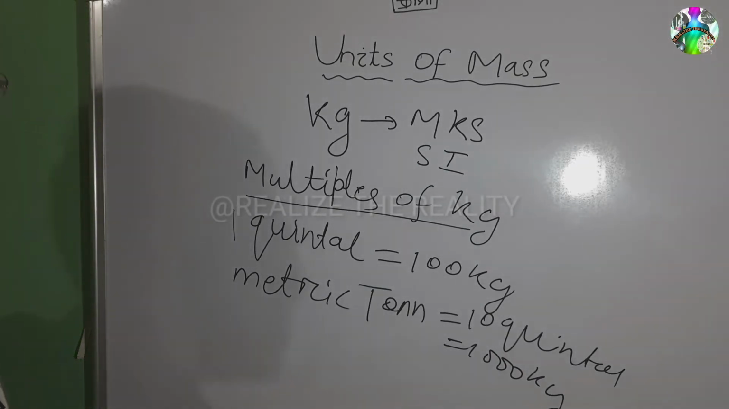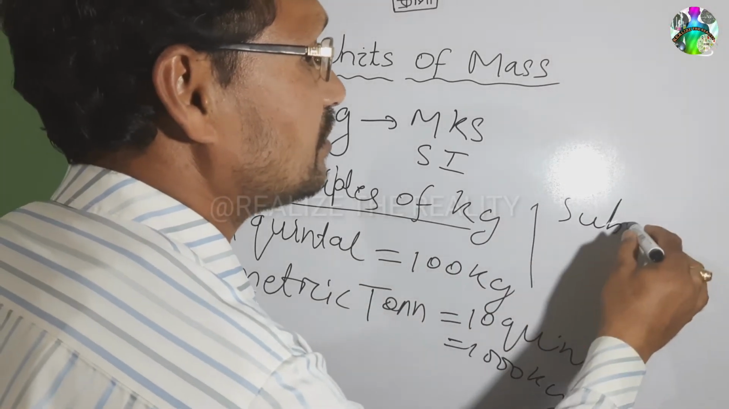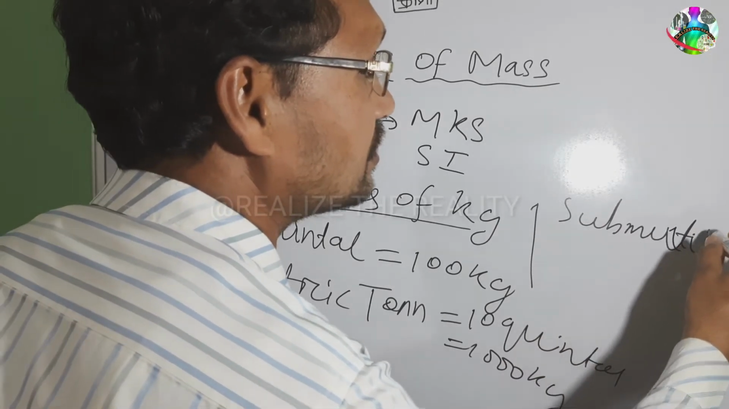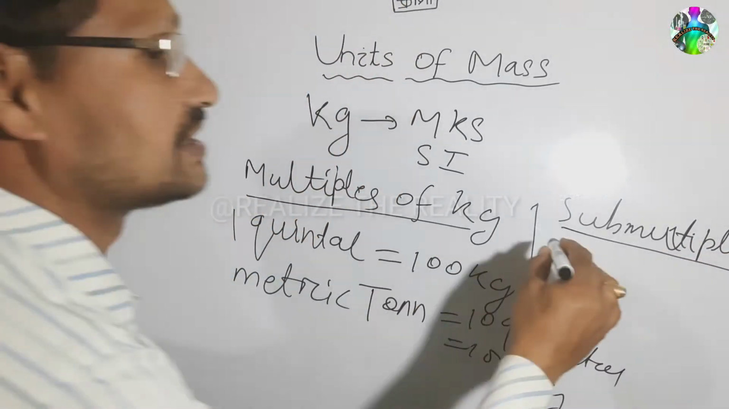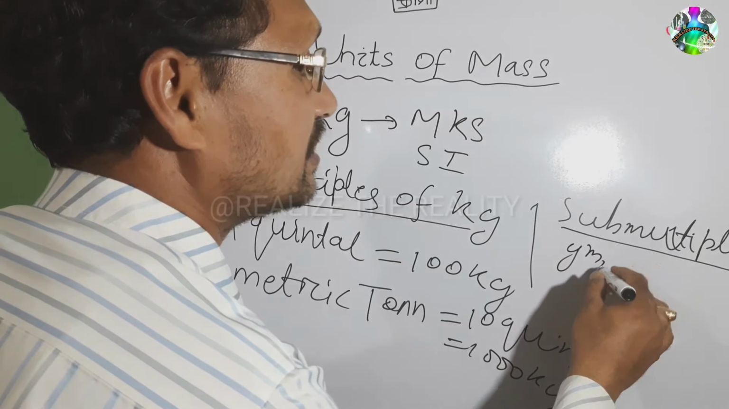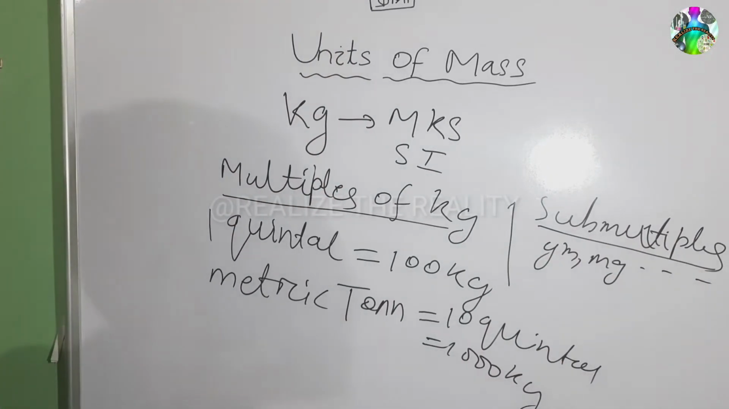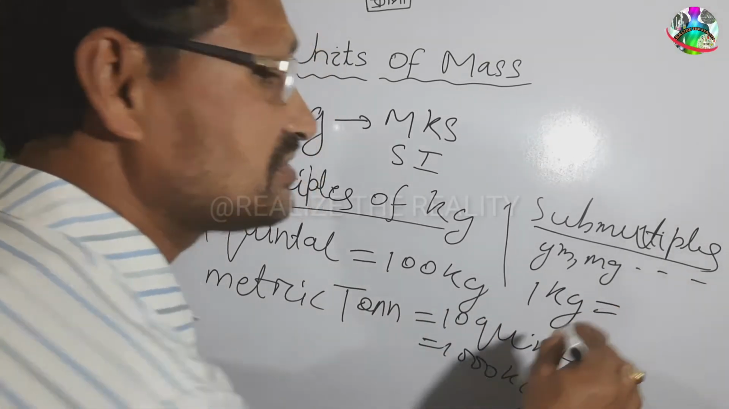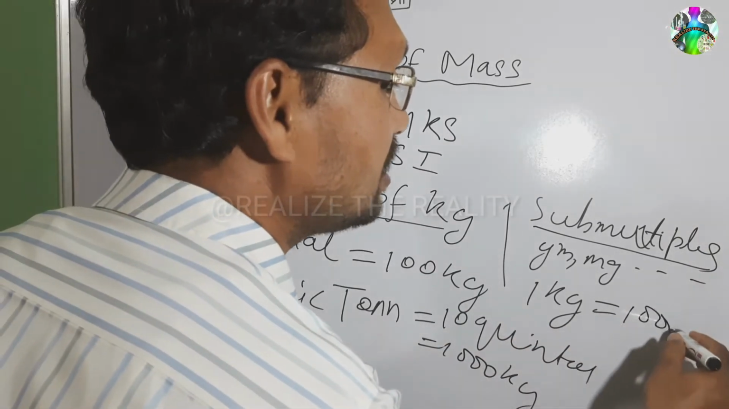Now let's study the submultiples of a kilogram. Submultiples are used when we measure very small mass. Gram, decigram, centigram, milligram. These are the different subunits we use, and we know the relationship, which we sometimes use for solving problems: 1 kilogram is equal to 1000 gram.